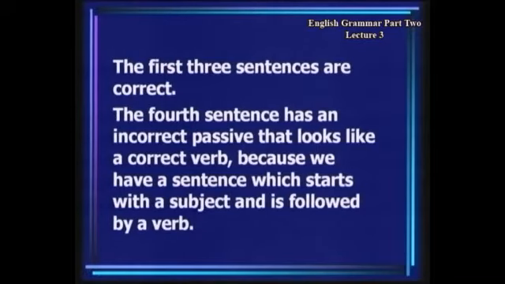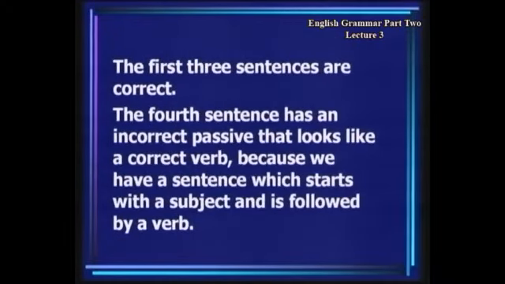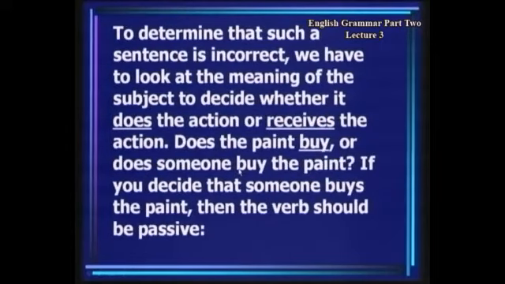The fourth sentence اللي هي دي the paint bought زي ما شرحنا. The fourth sentence has an incorrect passive that looks like a correct verb. ليه؟ لأن I have a sentence with a subject and a verb. Because we have a sentence which starts with a subject and is followed by a verb. To determine that such a sentence is incorrect, عشان أحدد بقى إن الجملة دي غلط, we have to look at the meaning of the subject. لازم نشوف معنى الفاعل to decide whether it does the action or receives the action.